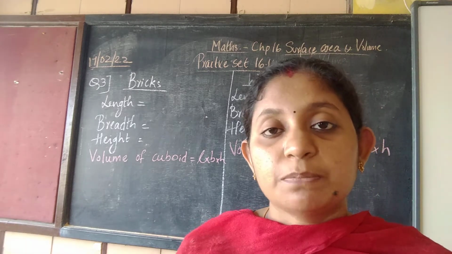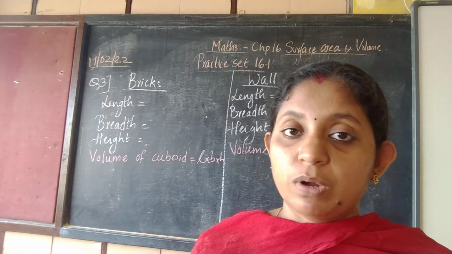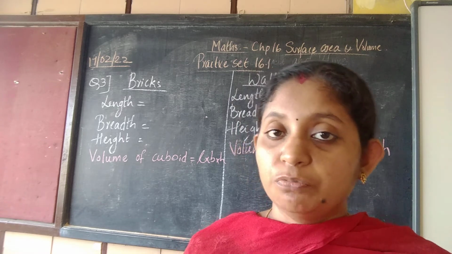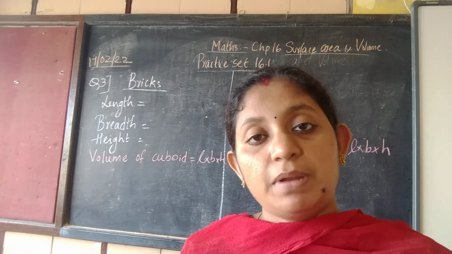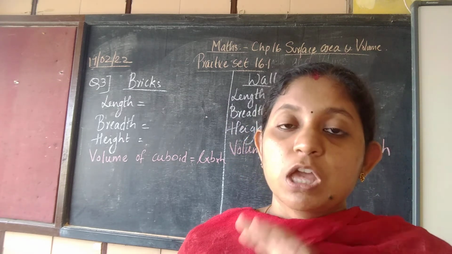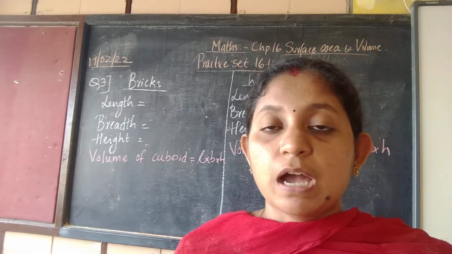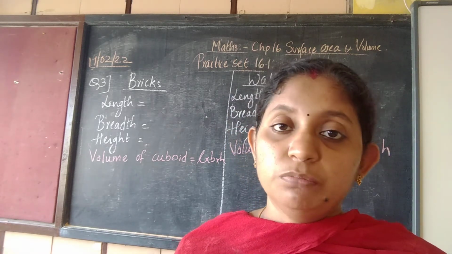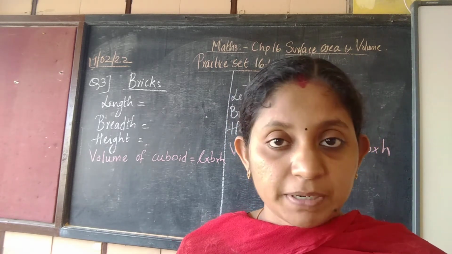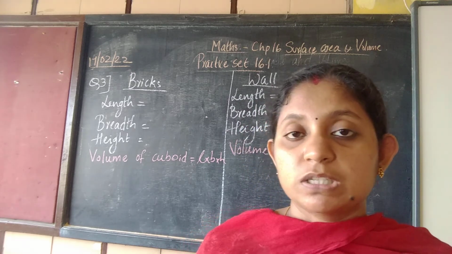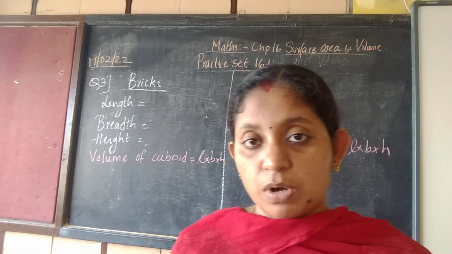So here what are we supposed to find out? How many bricks are required. What is given? Length, breadth, height of brick, and length, breadth, height of wall also. So when you divide the volume of wall by the volume of bricks, you are going to get the answer for how many bricks are required.